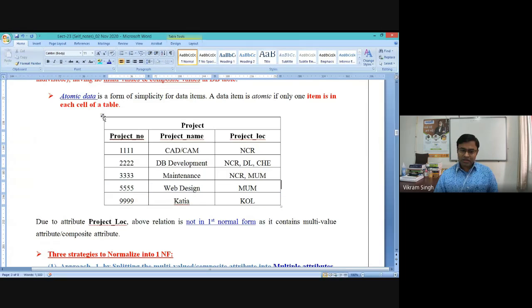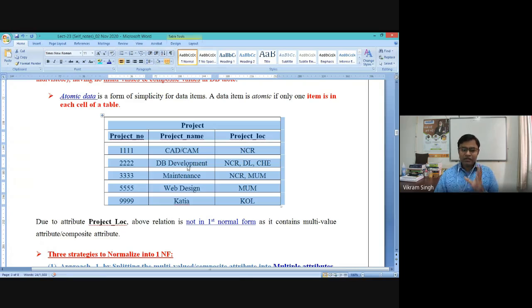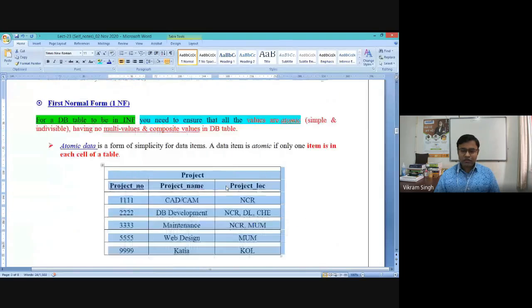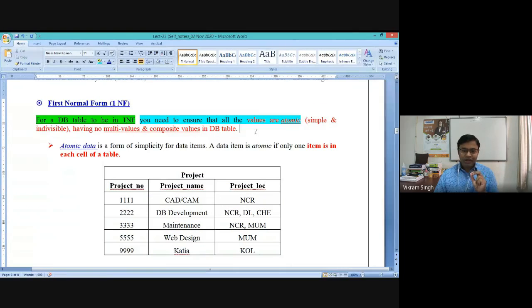So for this particular database table, you can claim that this table is not in the first normal form, because it is not qualifying the condition of first normal form. And what is the condition of first normal form? It should not have any multi-valued or composite value in the relation, right?